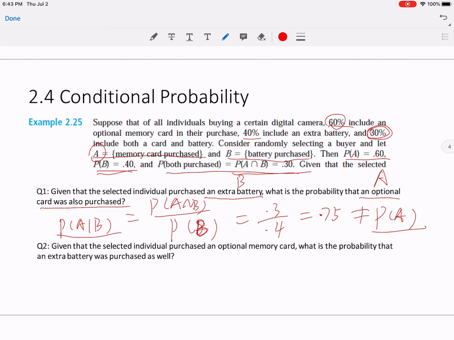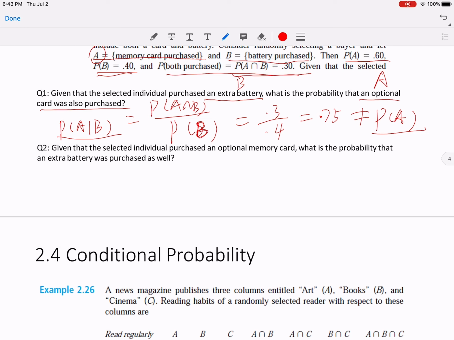Now, once this is clear, let's take a look at number 2. Given that the selected individual purchased an optional memory card. So the memory card was denoted by A. And what is the probability that an extra battery was purchased as well? So the extra battery is represented by B. So if we translate number 2 into a form of probability, this is the probability of B given A.